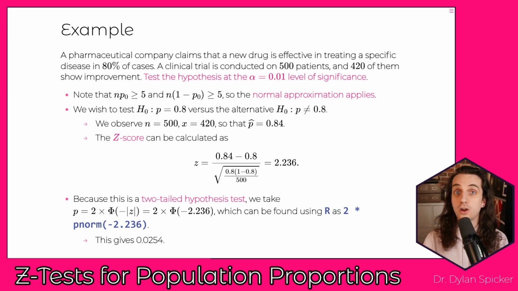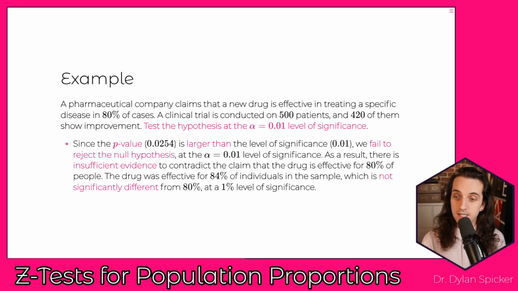So now we can actually draw this conclusion and communicate the results here. So since the p-value, which is 0.0254, is larger than the level of significance, we're going to fail to reject the null hypothesis at the 0.01 level of significance. As a result, we have insufficient evidence to contradict the claim that the drug is effective in 80% of people. The drug was effective for 84% of individuals in the sample, which is not significantly different from 80% at a 1% level of significance, right? So we did not reject the null hypothesis. Turns out that the claim that the company is making appears to be accurate.